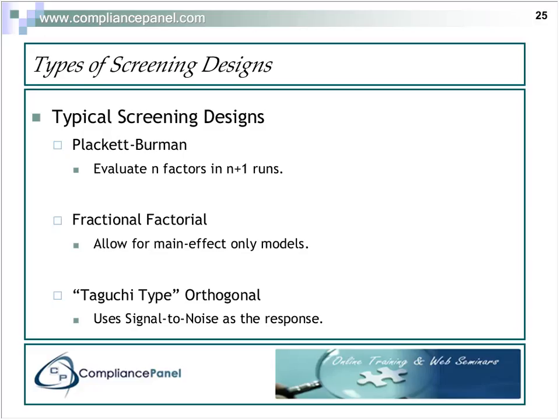Again, some of the screening designs that you'll see here are Plackett-Burman, fractional factorial, and then you might see this thing called a Taguchi type experiment. These are highly saturated designs where you are looking at signal to noise and not looking at p-values. Again, I put it in this presentation for you. If it's something you're interested in, feel free to contact me, and I'll be more than happy to provide some additional information on Taguchi type of designs.